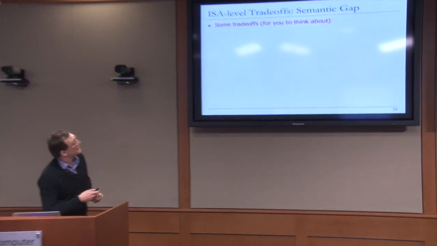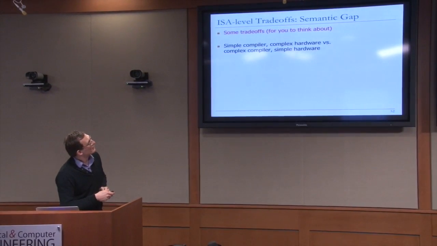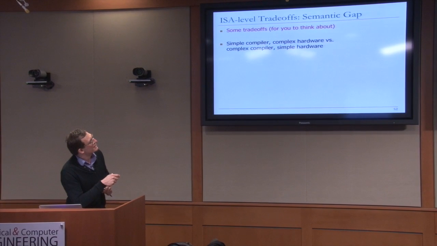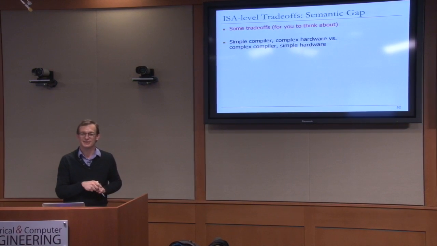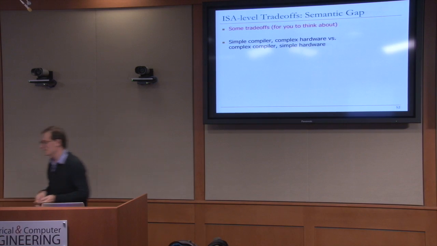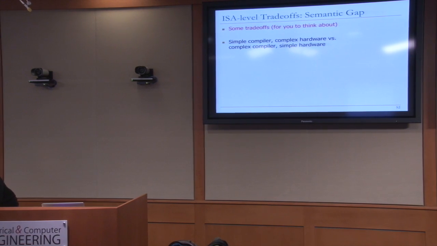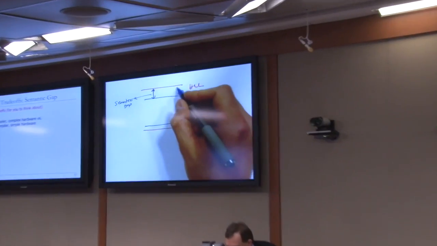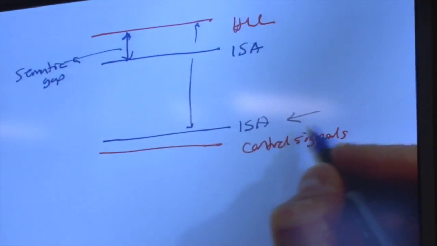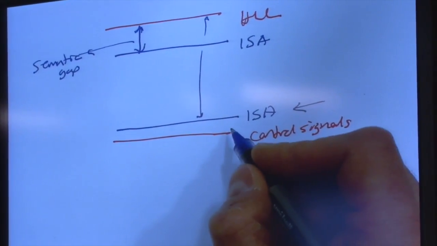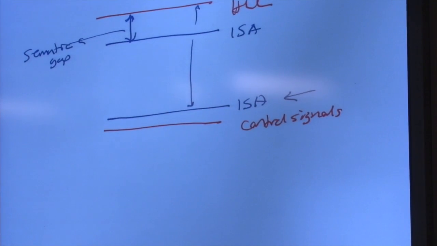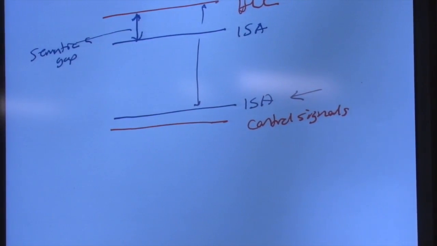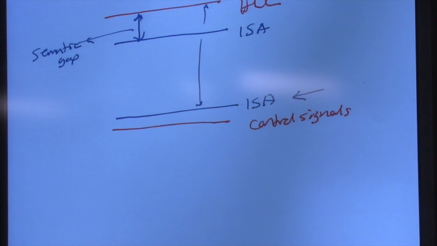So there are many trade-offs, again, with the semantic gap. Do you have a simple compiler, complex hardware, versus complex compiler, simple hardware? If your ISA is here, if you have a large semantic gap, your hardware can be much simpler, right? Because it's dealing with simple instructions. But now your compiler needs to be more complex, at least to get a good level of performance.